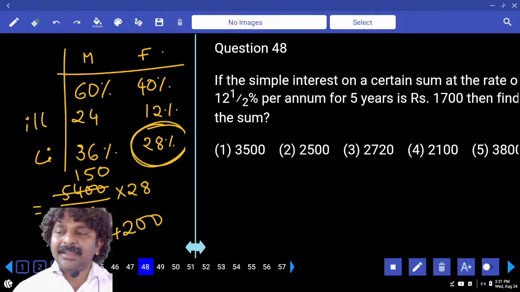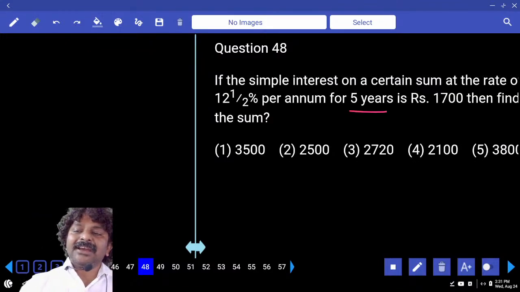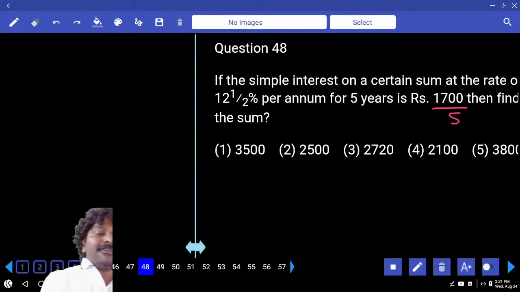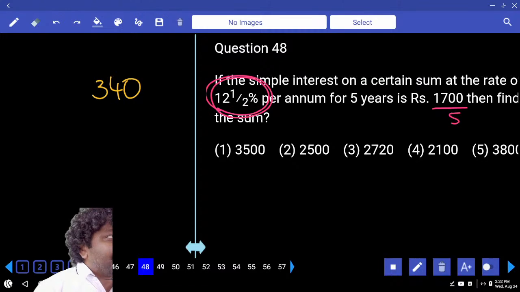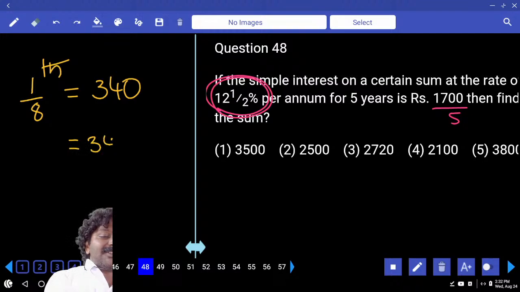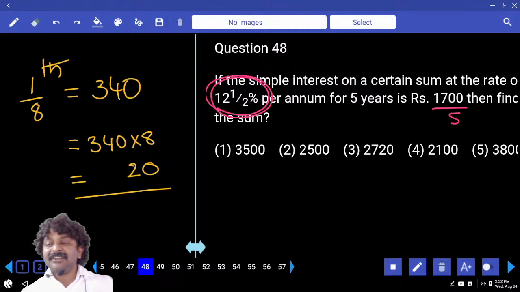The simple interest on a certain sum at the rate of 12.5% per annum for 5 years is 1,700. Then find the sum. For how many years is the interest 1,700? Then per year it is divided by 5, which is equal to 340. That is 1 year's interest, correct? In terms of percentage, what is the rate of interest? 12.5%, correct? Can I write it as 1/8 of the principal? If 1/8 is equal to 340, the total value is 340 into 8. As you have a 0, you will get 0, correct? 8 into 4 ends with 2, that means the answer must end with 20.